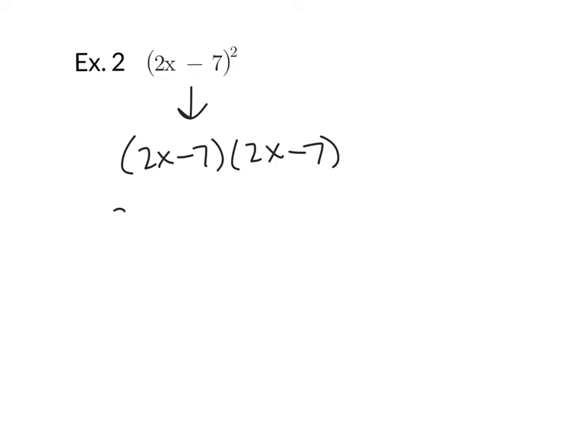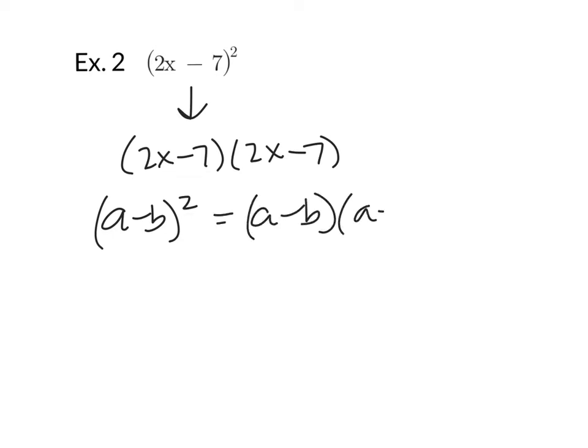And that is when we take a minus b, anytime we take a binomial and square it, the same pattern is always going to happen. Let me write this out. It would be a minus b times a minus b. Let's go ahead and multiply, the long way.